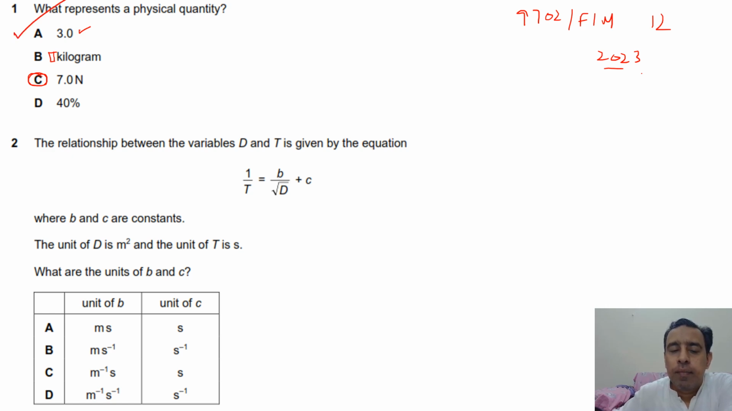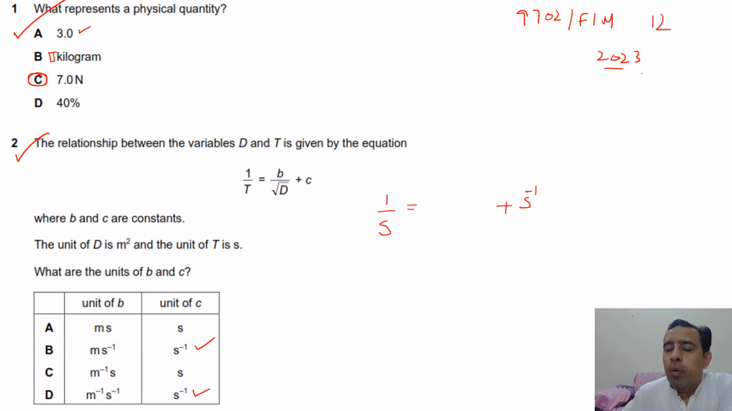Question number 2. In question number 2, look at the relation 1 over t is equal to b over under root d plus c. One thing you must know that only those physical quantities are added, subtracted and equated having the same base as a unit. For example, in this the unit of 1 over t is in fact 1 over second, and look at the unit of c here. So the unit of c must be 1 over second, or you can say second inverse, otherwise you cannot add and equate. It means option B or D may be correct.